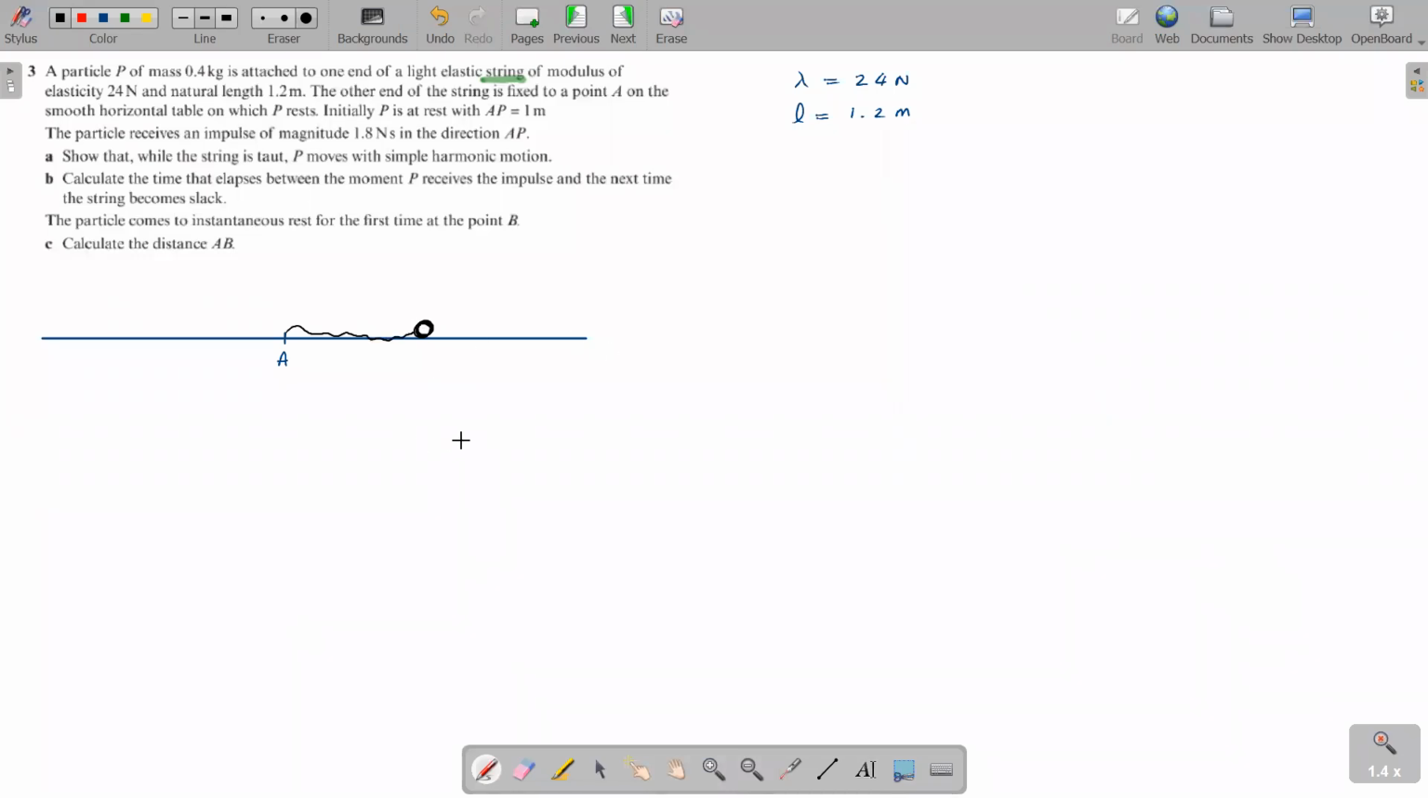The string is completely slack. It's on the ground. Are you with me? So we do not do anything with it. The natural length is 1.2 meters. Can you see? So this is 1 meter.